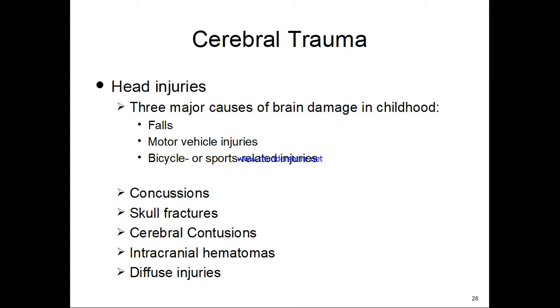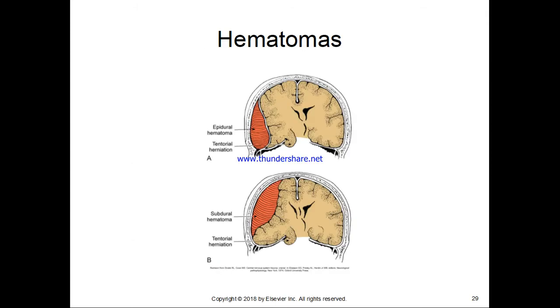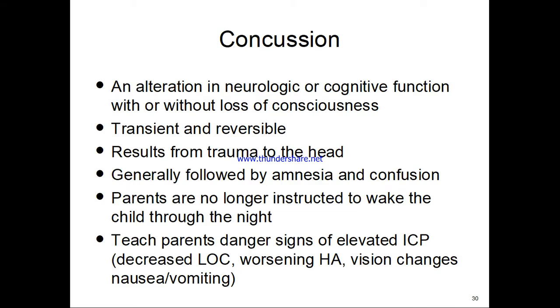There are 3 major causes of brain damage in childhood, and they are falls, car accidents, and bicycle or sports-related head injuries. Head injuries could take on various forms, from less severe to more severe: concussions, skull fractures, brain contusions, hematomas, and diffuse injuries. And here is an example of our 2 different types of hematomas, the epidural hematoma and the subdural hematoma. We are going to start by talking about concussions.